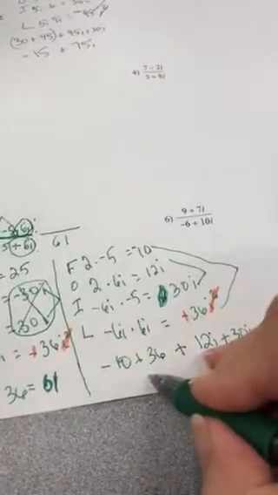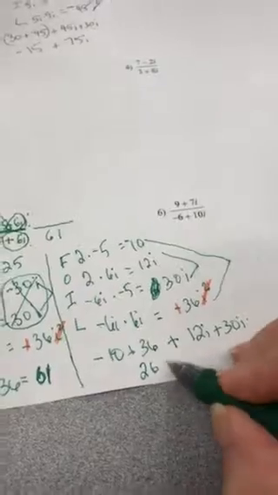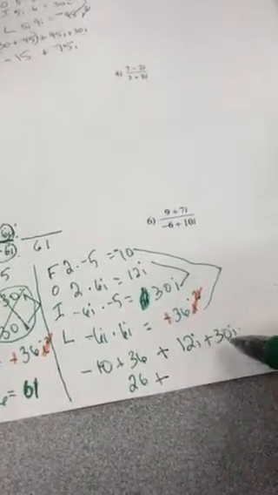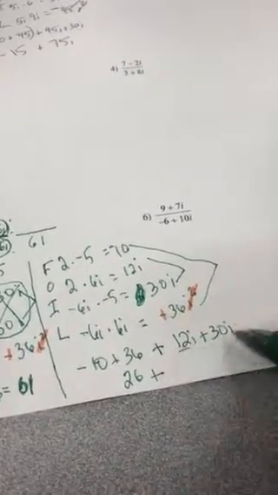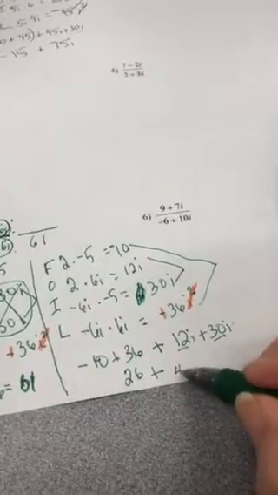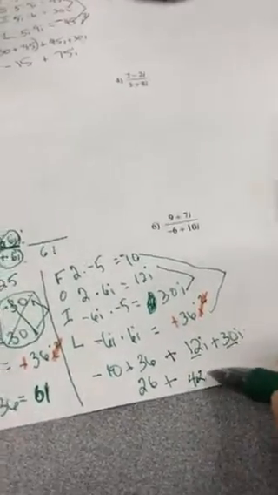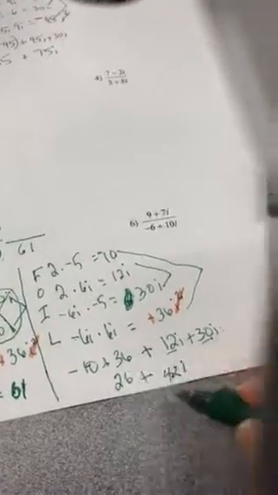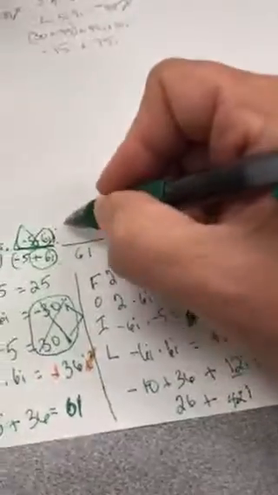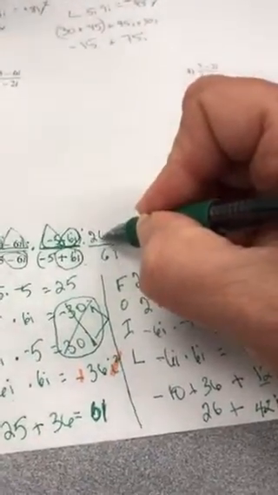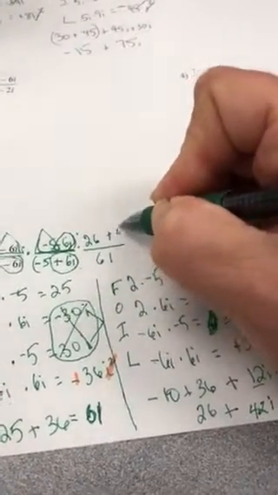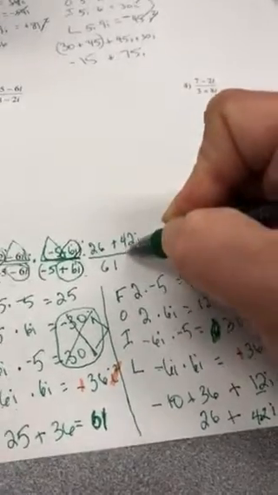Negative 10 plus 36 is positive 26. And then 12i plus 30i, add the coefficients, 12 and 30 is 42. When you're adding like terms, the i's don't change, it just becomes 42i. I'm going to take this 26 plus 42i, and that is my numerator. 26 plus 42i. We're going to leave it right there.